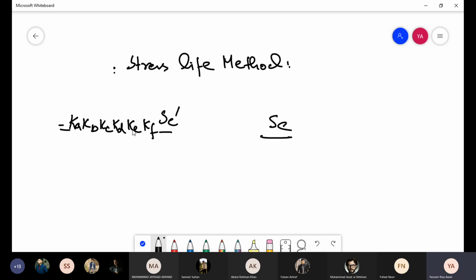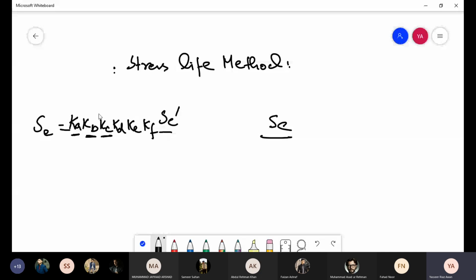These factors take into account the difference between the test specimen and the actual conditions that you are designing for. Those differences could be the difference in surface. For example, the test specimen usually has a highly polished surface, whereas the actual part may have different surfaces. Then you have the differences in size, and the differences in type of load, because the test specimen is under only pure bending.